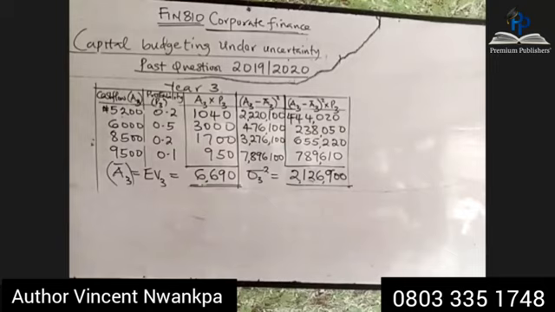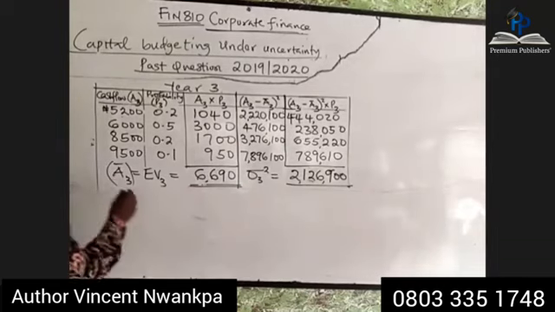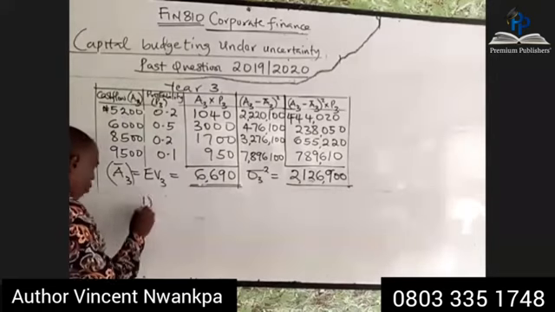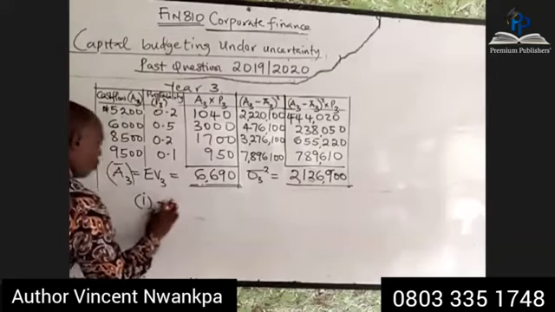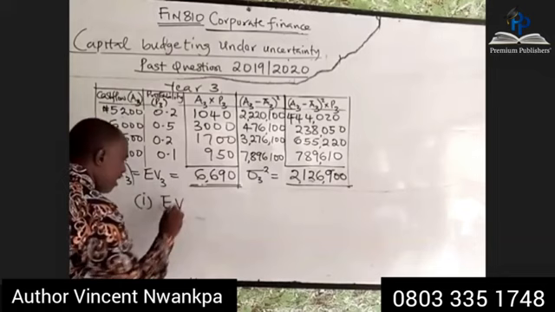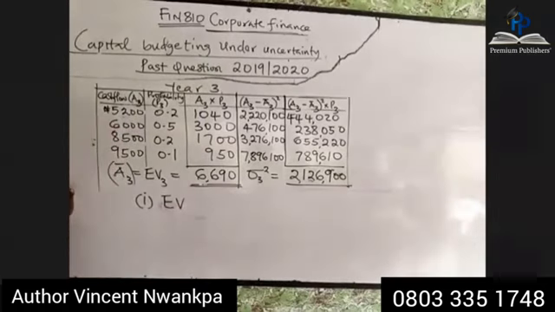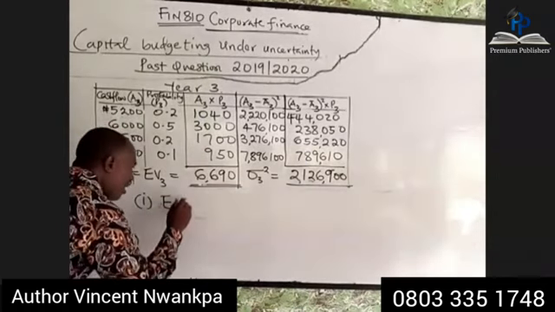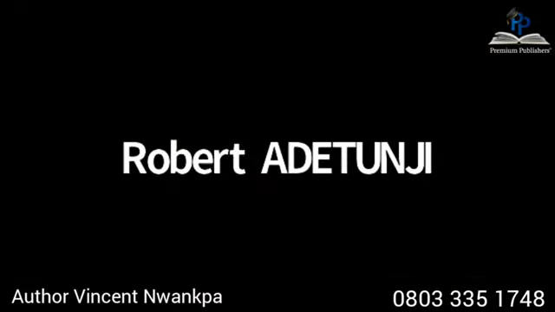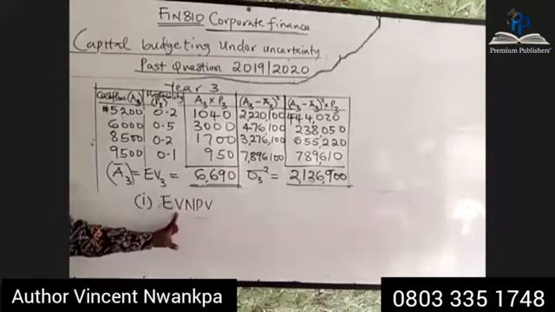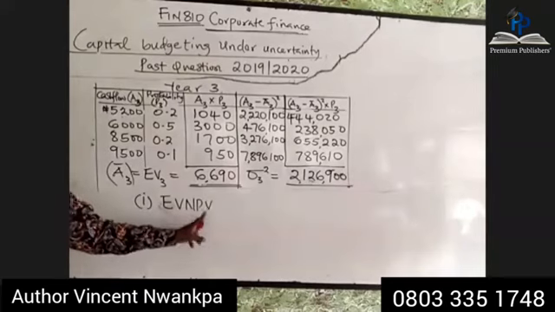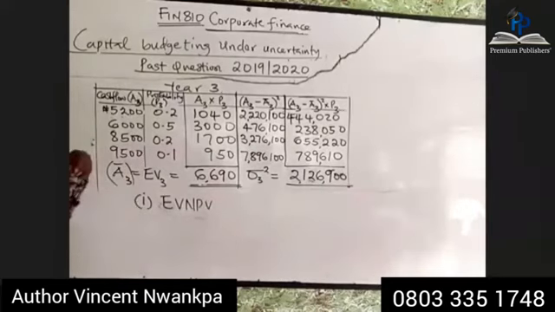Now we want to answer the question, which says Roman figure 1: the expected value of the net present value of the project. We all know expected value. That's why sometimes in your course outline you see things like EV of NPV. You must have seen this. In simple language, it means expected value of the net present value of the project.